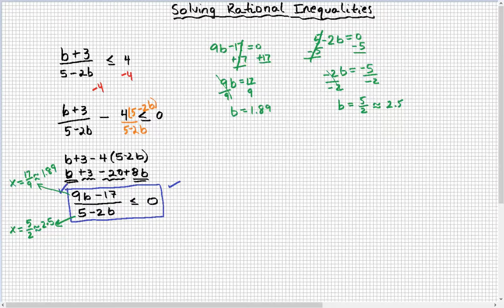All right, now that we have the critical points, we need to decide whether they're open or closed. So from the numerator, it's got an equal bar, so this one's going to be closed. The denominator is always going to be open. All right, so we get our number line. And between these two, 1.89, or 17 over 9, comes first. And 5 halves, or 2.5, is next. This one is open.